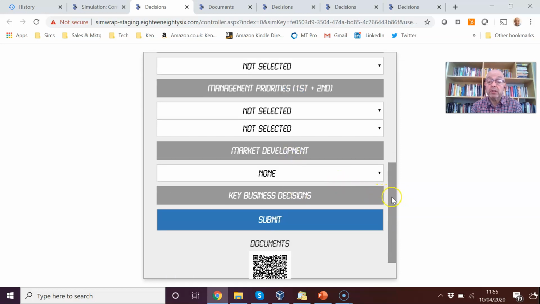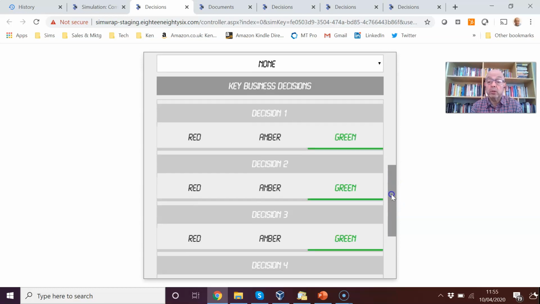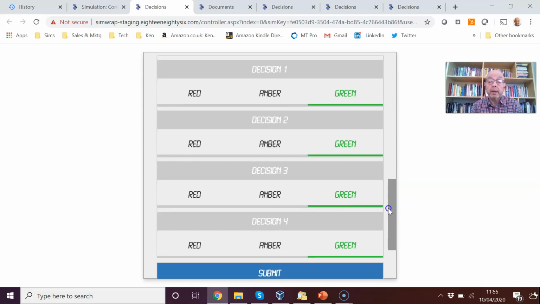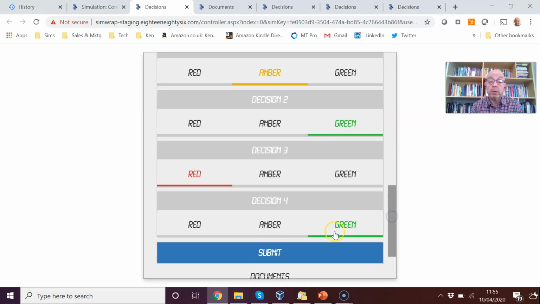And then I have another series of questions called key business decisions. And there I must answer those 4 questions. For example, in the first month, it was about people management. And I've got to flag each of them as amber. Amber means I would do it, but with caution. Green means it's absolutely fine. Red means I wouldn't do this. This is a red line for either legal or good business reasons. So you have to then make your decisions.